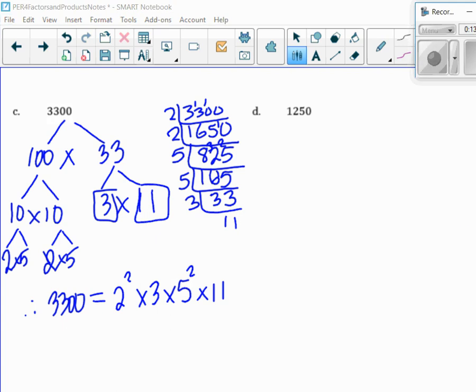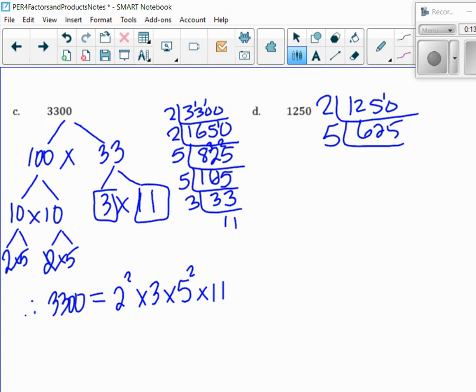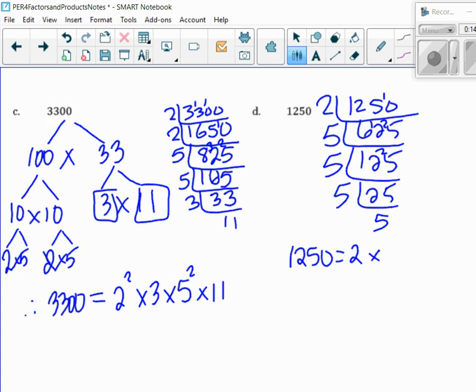So 1250. I'm just going to do rapid division here. So 2 is 6, 2, 5. 5 is 1, 2, 5. 5 is twice 5 and 5. So 1250 is 2 times 5 to the power 4. Yes? Everybody got that? Okay.